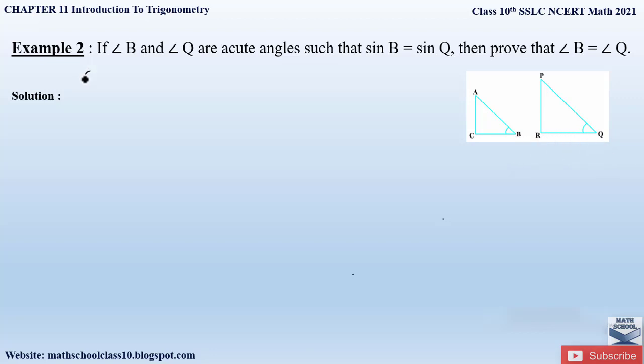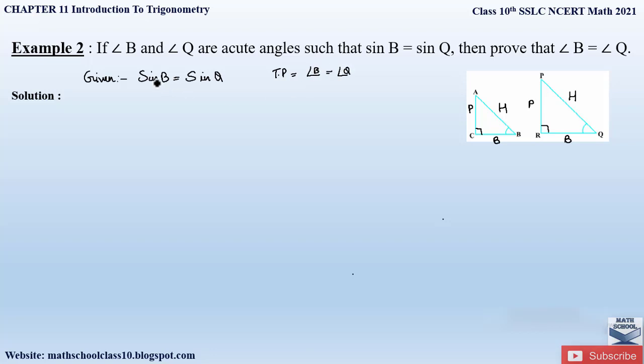So let us first write down what is given in the question. They have given us sine B is equal to sine Q. Since angle B and angle Q are acute angles, and also we know that ABC and PQR are right angled triangles, therefore the side opposite the right angle will be the hypotenuse in both the cases. The side opposite the acute angle will be the perpendicular, and the side along the acute angle will be the base or the adjacent side, and we have to prove that angle B is equal to angle Q.